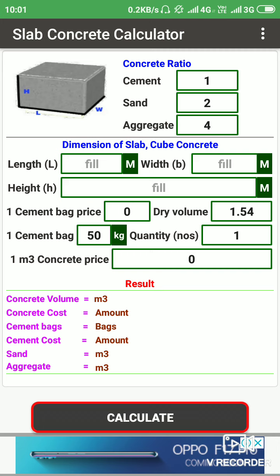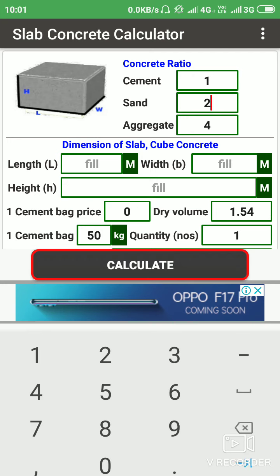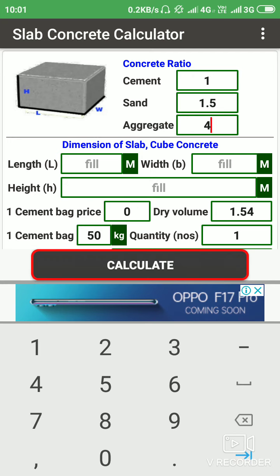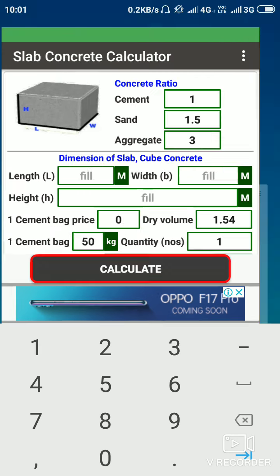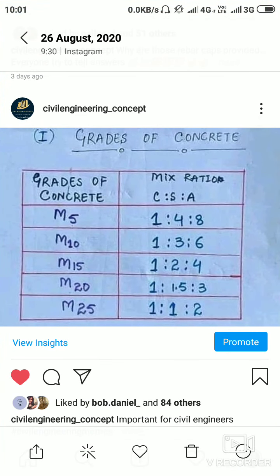So the concrete ratio we keep as per your choice. We design as per M20 concreting. For M20 concreting, cement needs 1, sand needs 1.5, and aggregate needs 3. Let's check that. 1 for M20, 1:2, 1:5, 3.